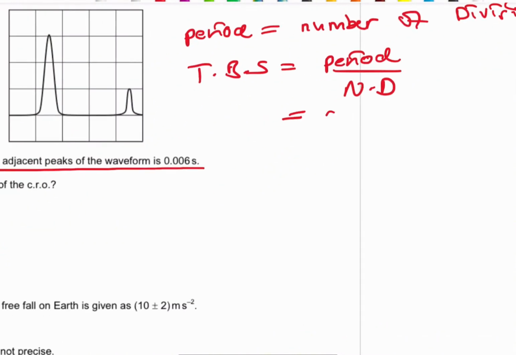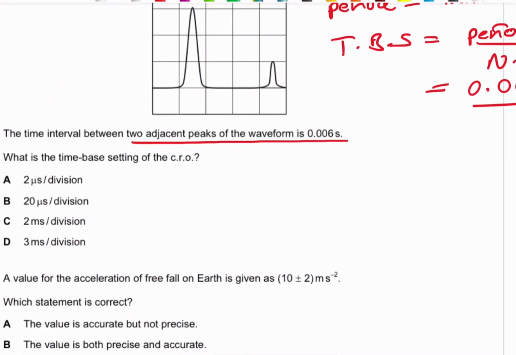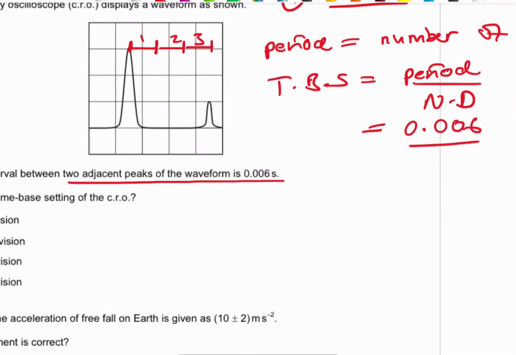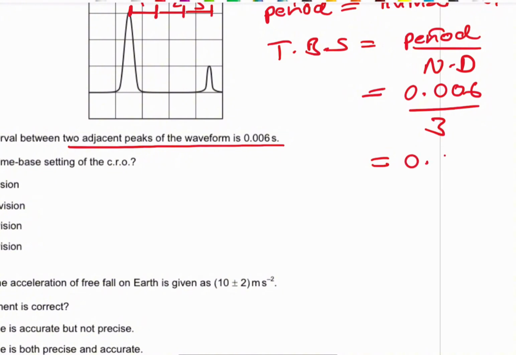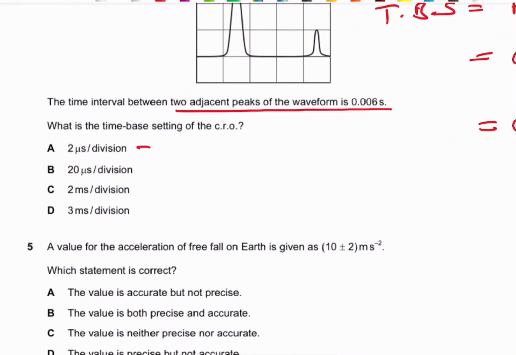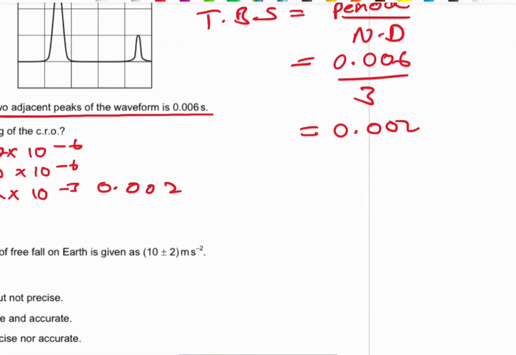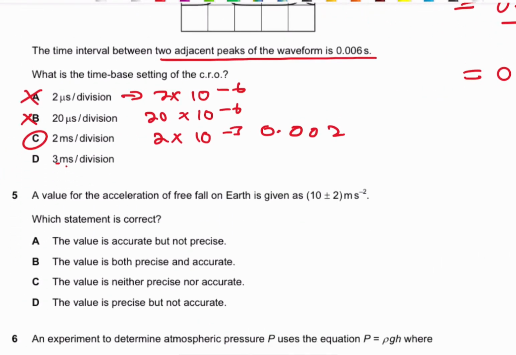What is your period? It's 0.006. How many divisions do you have? From here, let's start over here. This is the middle point of here, right? So this is going to be 1, that is going to be 2, that is going to be 3. So it's basically divided by 3. That's going to give you 0.002, right? But this is actually 2 times 10 to the power of negative 3, which is 0.002. So the answer is C, because that answer is actually aligning with that. The other one is not even anywhere close to our time-based setting. So the answer is C.